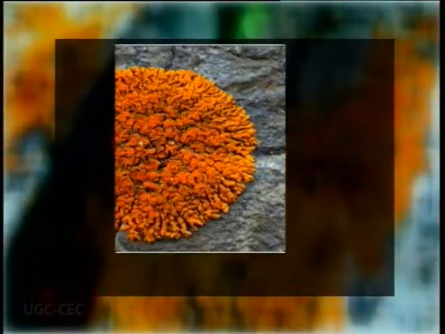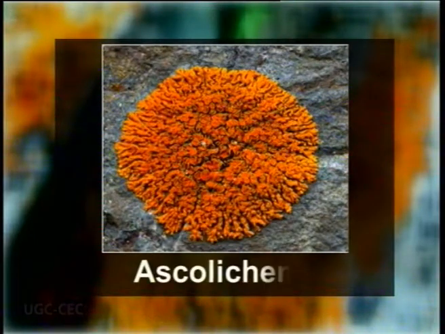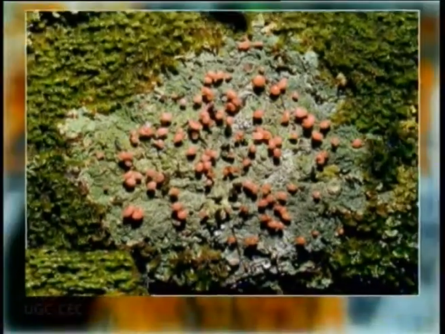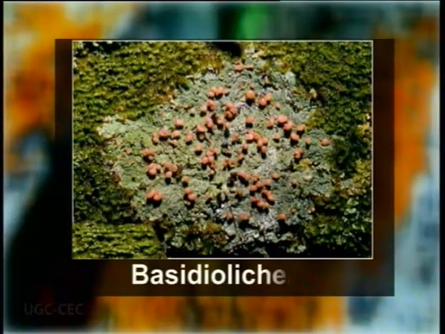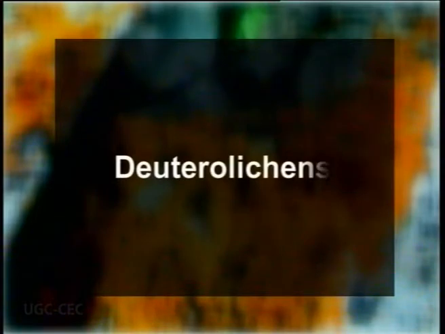Alexopoulos and Mims divided lichens into three groups as under. First group, ascolichens. In these lichens, the fungal partner is an ascomycotina. Second group is basidiolichens. Here, the fungal partner is from basidiomycotina. And the third group is deuterolichens. These are sterile lichens that do not produce spores.